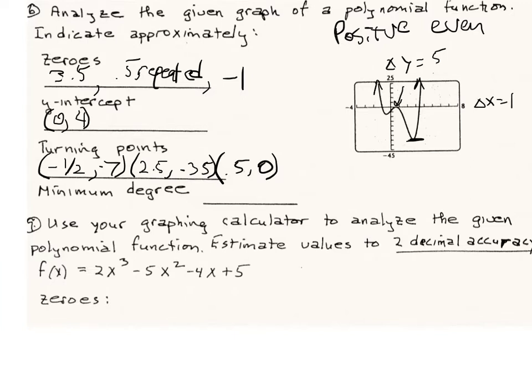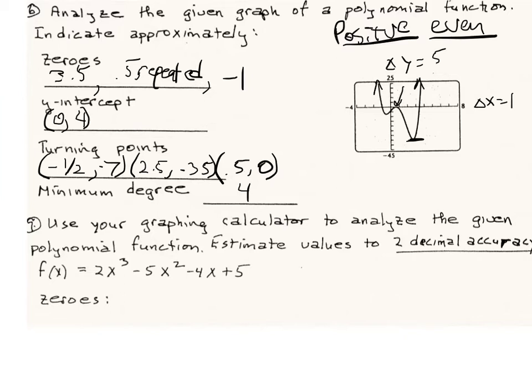Now, the rule is if I have 3 turning points, I have a minimum degree of 4. So if I had 4 turning points, I'd have a minimum degree of 5. Okay, so I know my minimum degree is 4. It's positive and even, which makes sense because of the way the arrows are pointing up together.